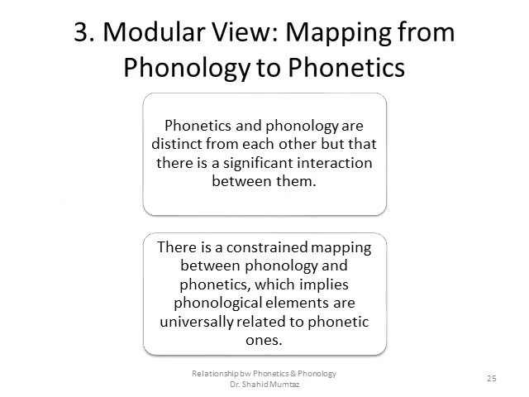The last obvious view of this third perspective would be that phonetics and phonology are distinct from each other, but that there is also a significant interaction between them. Within this position, there is a constrained mapping, possibly parametric, between phonology and phonetics, which implies phonological elements are universally related to phonetic ones to some extent.